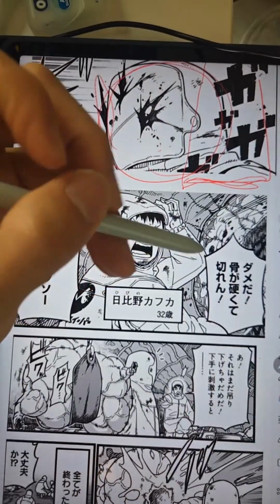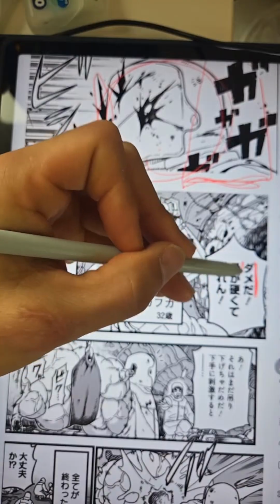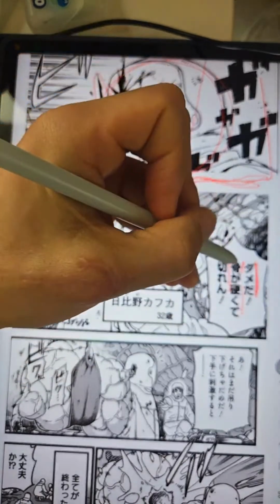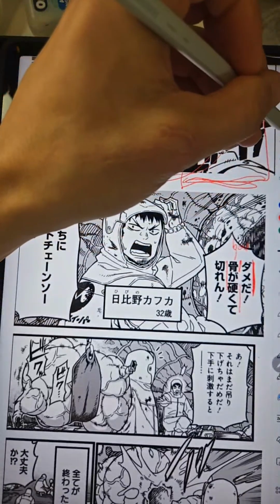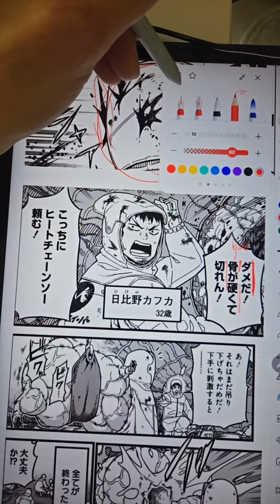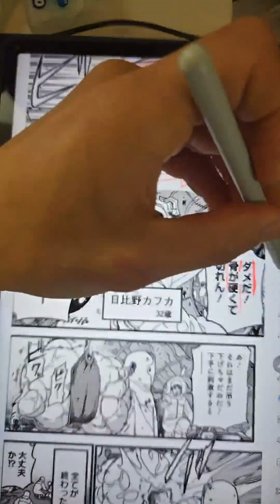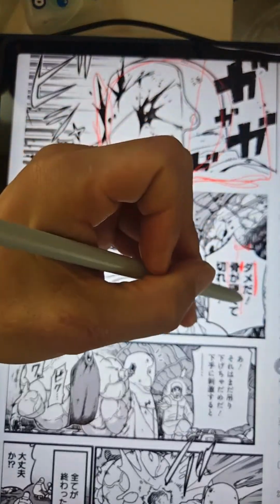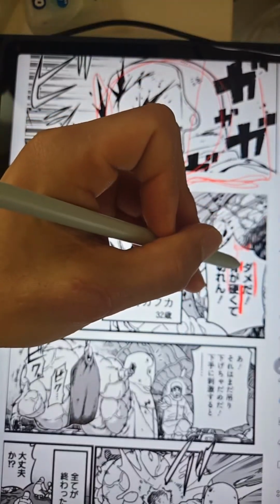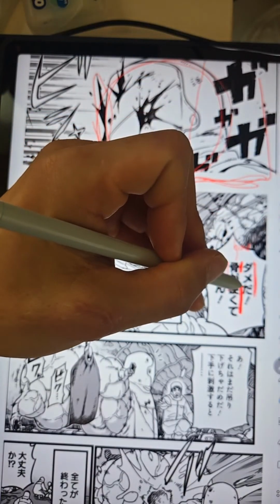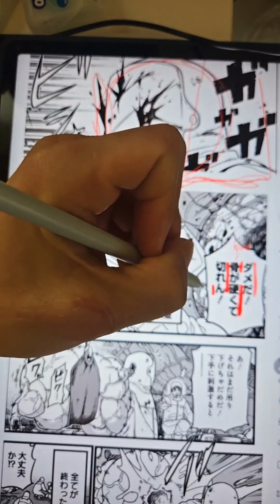And then, ダメだ. It's no good. ダメだ. 骨が硬くて切れん. 骨 is bone. 硬くて. Actually, let me just change the pen to this one so that you can see better. Okay. 骨が硬くて. 硬い means hard or stiff. The bones are too hard. 切れん. This is important to know.